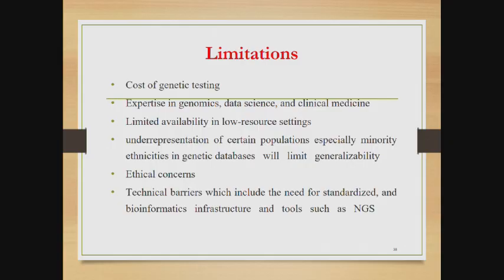As of now, it doesn't come cheap. There is also the need for expertise in genomics, data science, and ethical and clinical medicine. In the practice of medicine now, we must embrace all these different experts, data scientists, genomic experts, and all of that. We have limited availability, especially in low resource settings, and underrepresentation of certain populations. For example, we haven't done the genomics of type 2 diabetes in Nigeria, so it will be difficult to implement that at this moment.